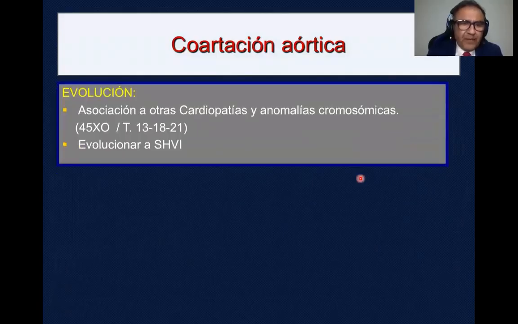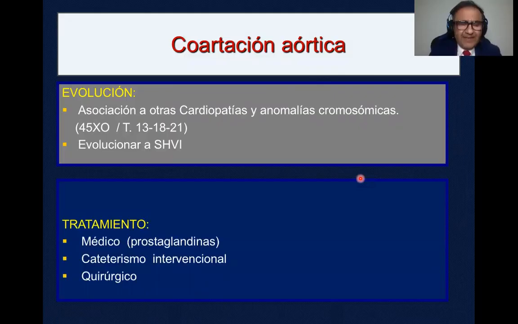The progression or association of this heart disease may be linked with other heart conditions, with other congenital heart diseases, and with chromosomal abnormalities, such as the most common one, Turner syndrome, and trisomies 13, 18, and 21. Also, in critical aortic coarctation, it may progress to left ventricular hypoplasia syndrome.